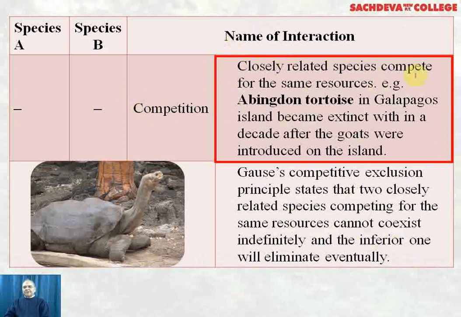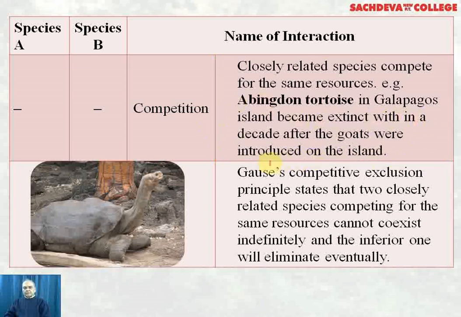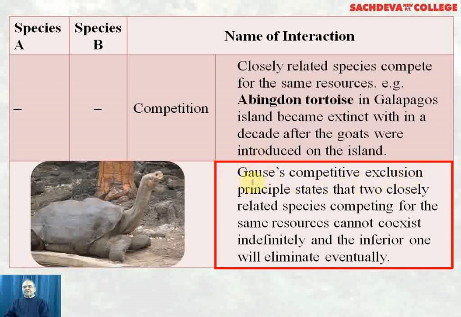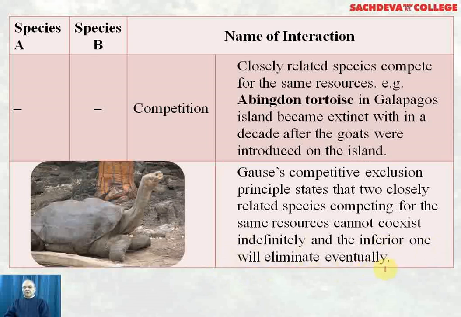Competition. Closely related species compete for the same resources. For example, the Abingdon tortoise in Galapagos Islands became extinct within a decade after goats were introduced on the land, because both of them were competing for the same type of food. Gause's competitive exclusion principle states that two closely related species competing for the same resources cannot coexist indefinitely, and the inferior one will eventually be eliminated. In other words, the fittest would survive.